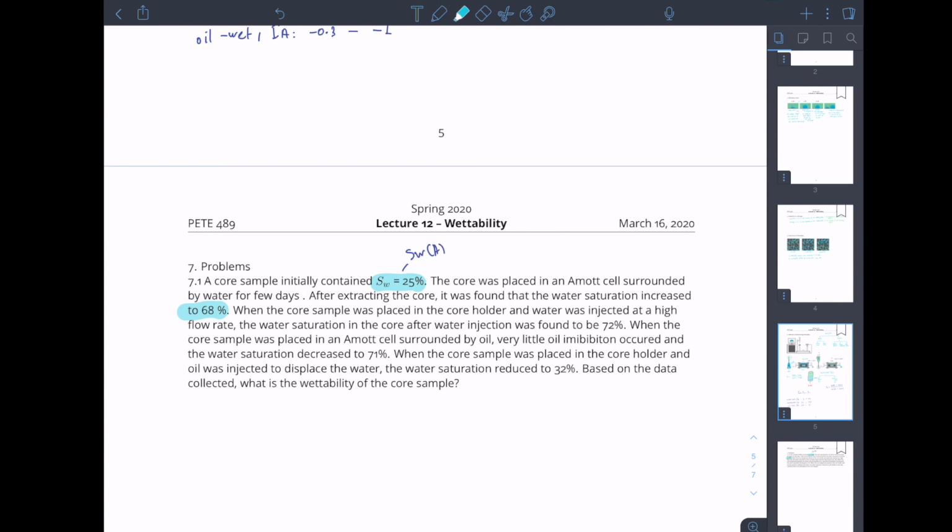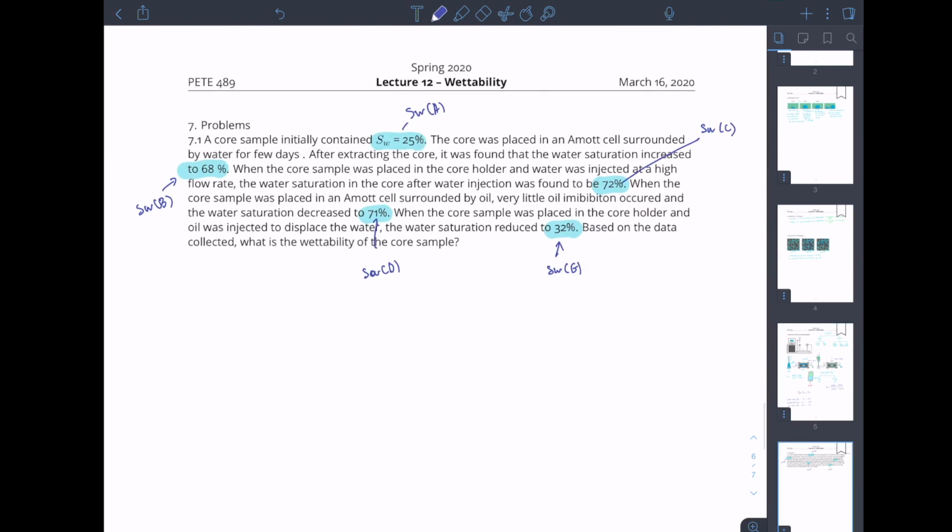So now let's just analyze what we have. We need to do two things. We need to find the water index, the oil index, and then eventually we'll have to find the Amott index. So based on these parameters that we have, we have here SW at point B, and this one will be SW at point C. And then here we have this one, and these are all water saturations that we need to convert to oil saturation. So this will be SW at point D, and this one will be SW at point E.